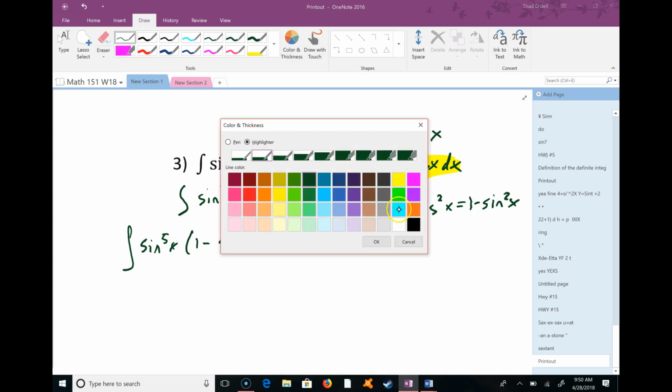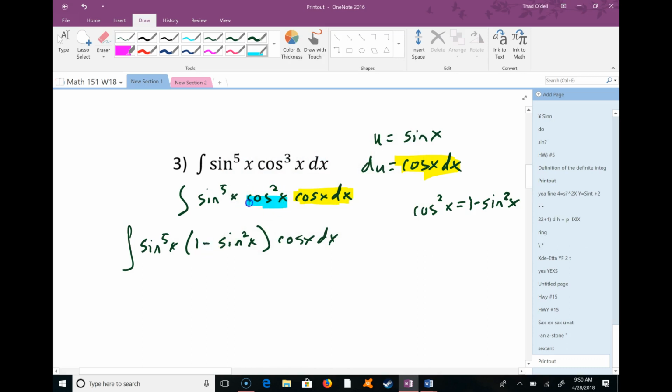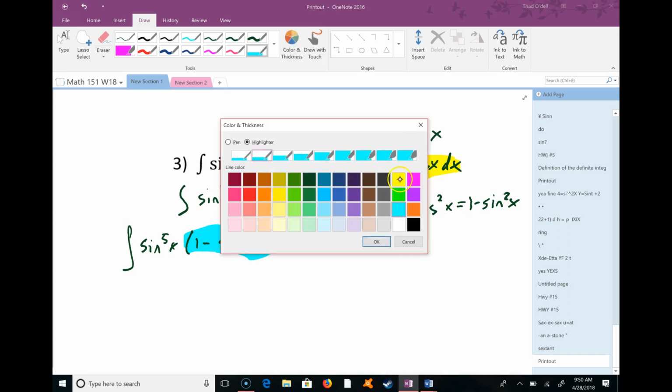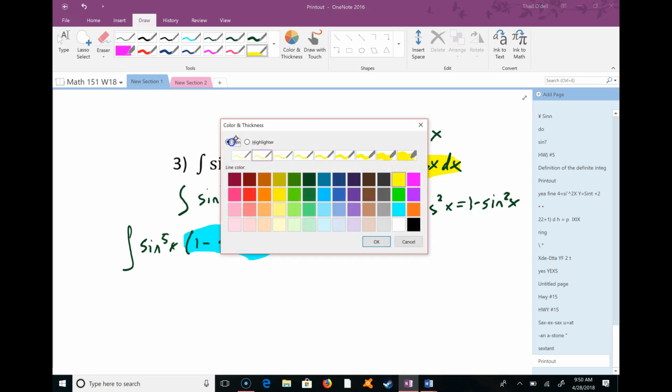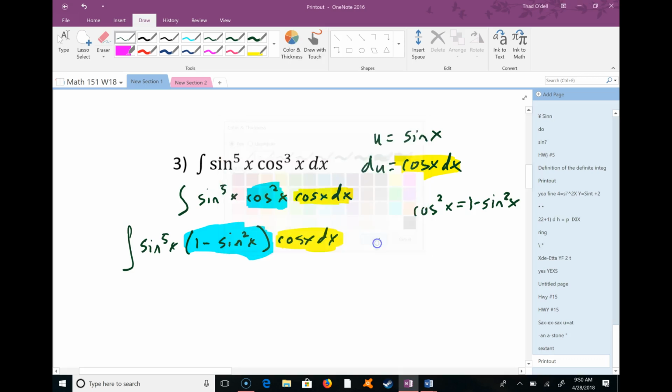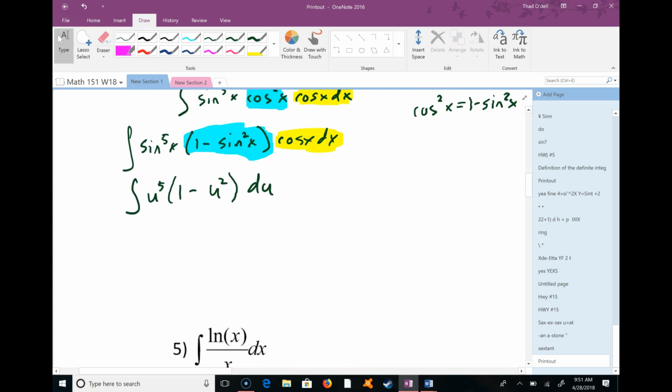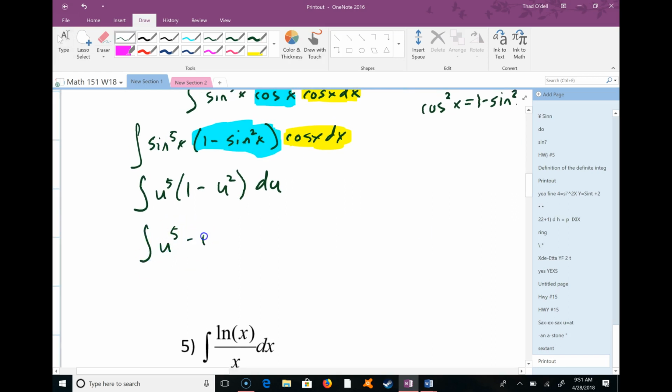So you can see that we just replaced the cosine squared x here with the 1 minus sine squared x. And this is still that yellow part here that we're going to replace with du. So now we're ready to actually make the substitution, which is very exciting. So I'm going to do the integral of u to the 5th times 1 minus u squared times du. So the integral of u to the 5th minus u to the 7th du.